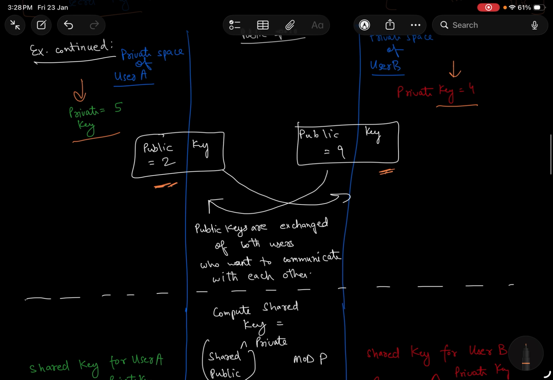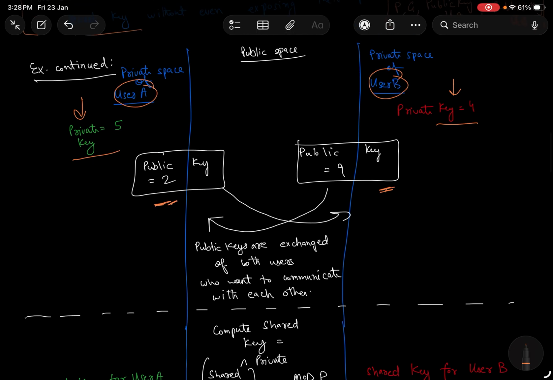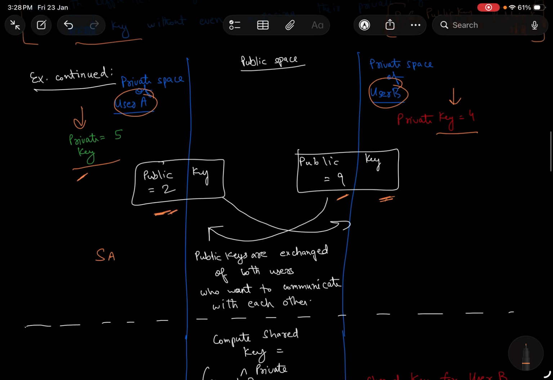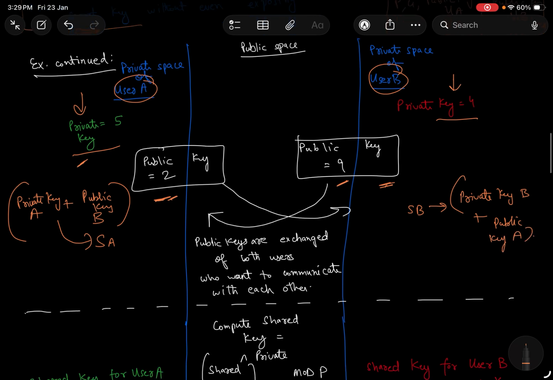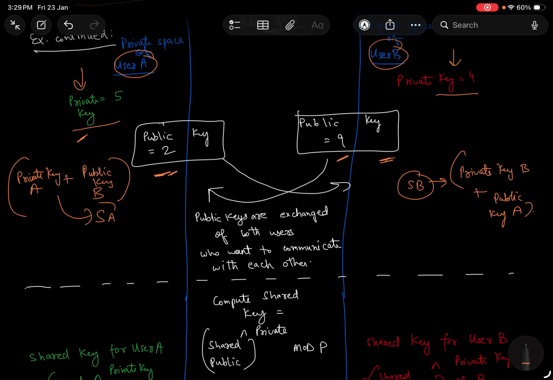Now what happens is, let's say A wants to communicate with B. A will use its private key and the public key of user B and will reach a shared secret key, let's say S of A, using the private key of A plus the public key of B. And similarly, user B will reach a shared secret key of B using the private key of B along with the public key of A, as it also wants to communicate with A. And we'll eventually see that we would get SA and SB as the same.